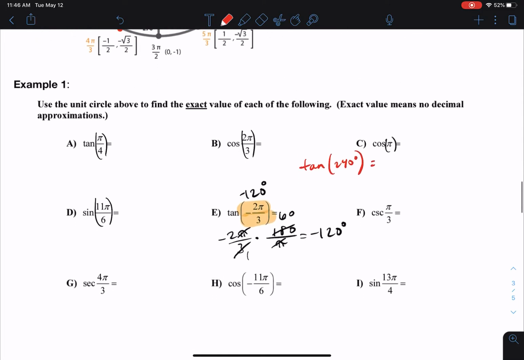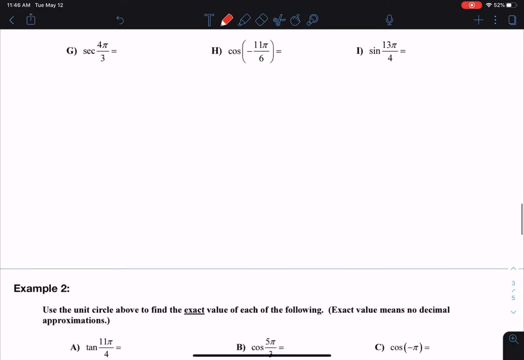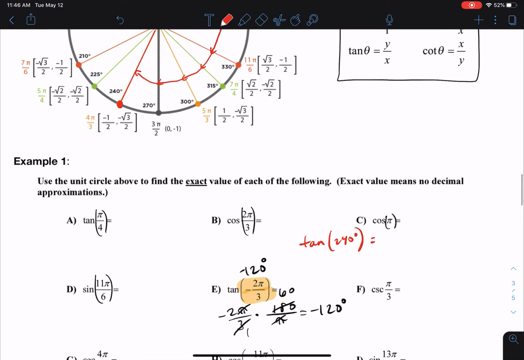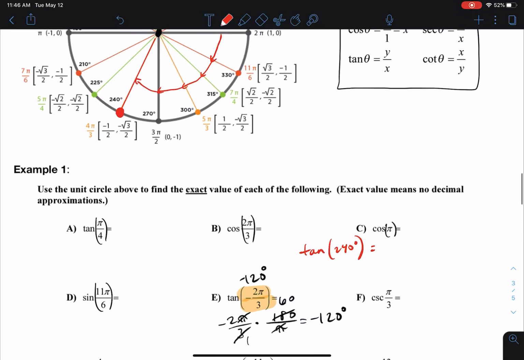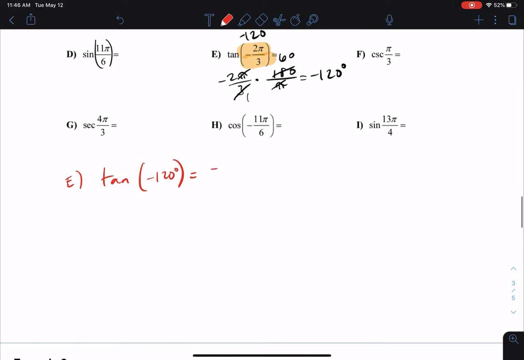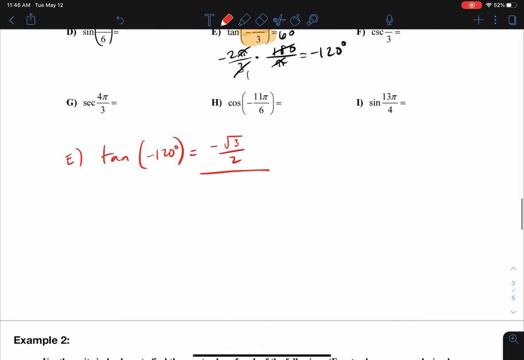Okay, so now I'm going to move down a little bit. E says tangent of, let's change it to negative 120 degrees. Okay, so we found that location. It's right here. So tangent is y over x. That means I'm going to take the y coordinate and divide it by the x coordinate. So negative square root 3 over 2 divided by negative 1/2.